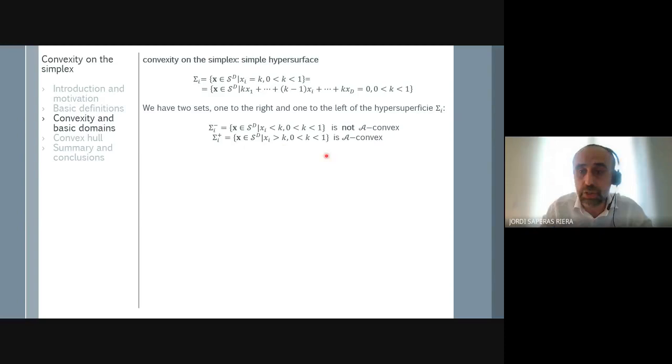The upper region, defined by xi greater than k, is a convex set. But the lower region, defined by xi smaller than k, is not a convex set. The key step in demonstrating that the upper region is a convex set is the use of Holder inequality in finite dimension.